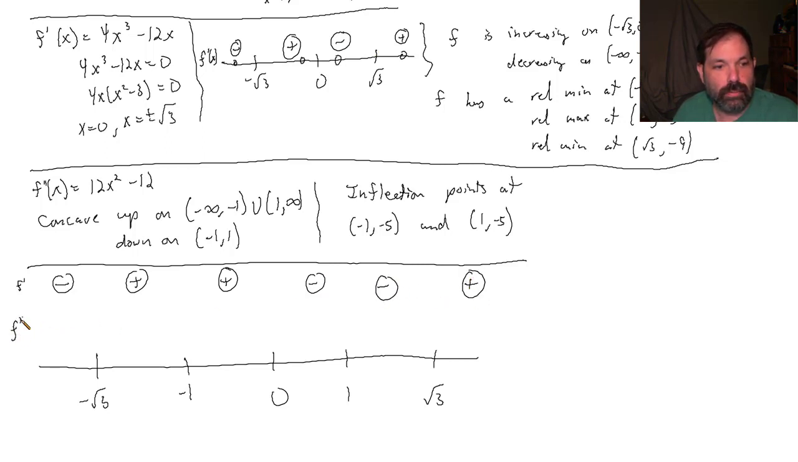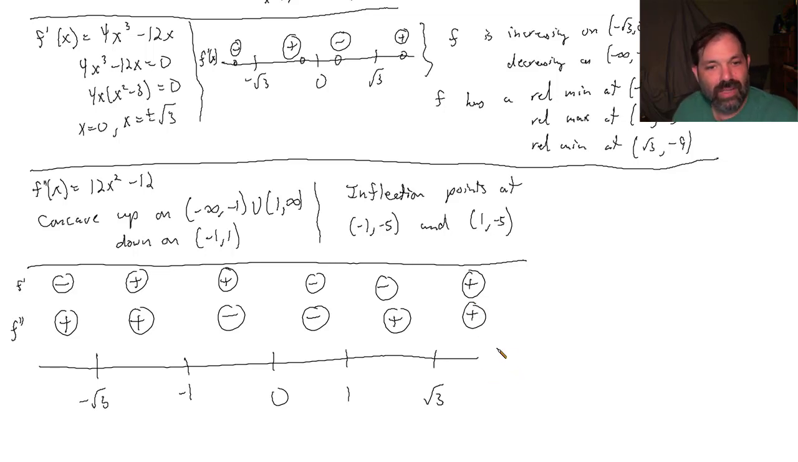The second derivative was positive on negative infinity to negative 1. Positive. And then it was negative to 1, and then it was positive again. And so this gives me a good guide for how to sketch the curve, because there's only 4 ways I can draw a curve. If it's increasing, it's either concave up or concave down. If it's decreasing, it's either concave up or concave down. So let's understand what's happening here.